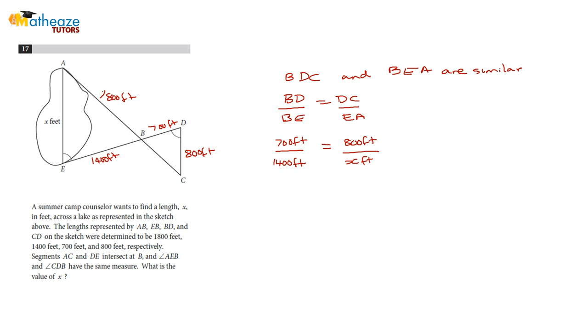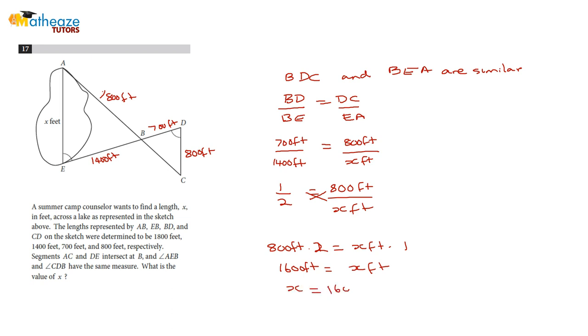So let's simplify this. This is going to be 1/2 equal to 800 feet divided by x feet. So we're going to have a cross product here. 800 feet times 1 is equal to 800 feet times 2 equal to x feet times 1. So we have 1600 feet equal to x feet. So therefore x is 1600.